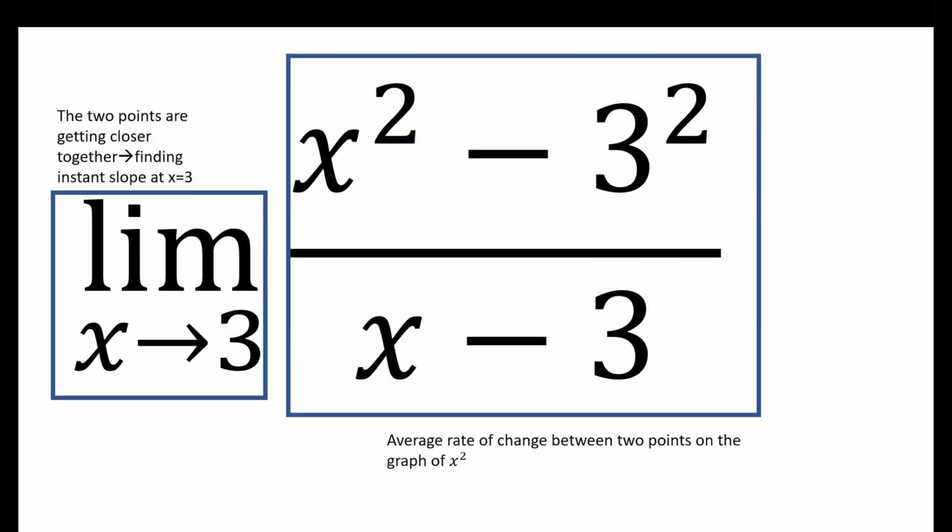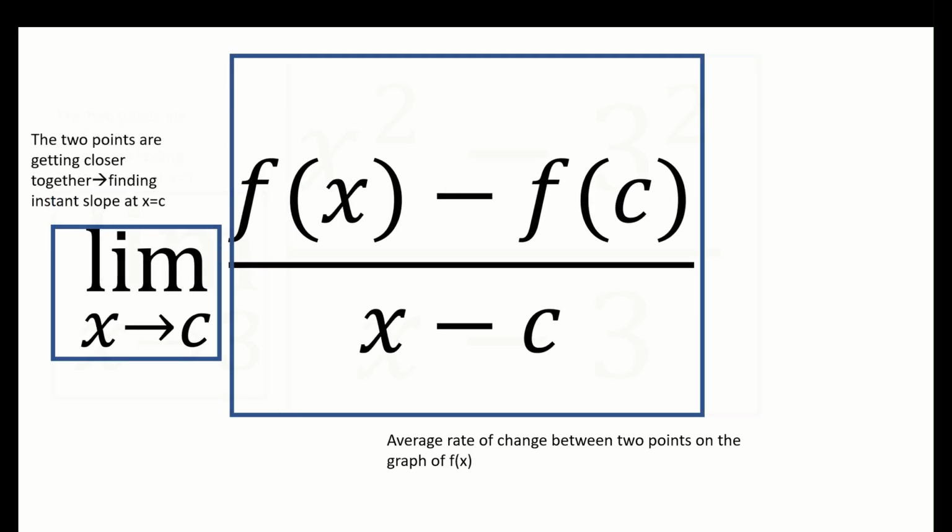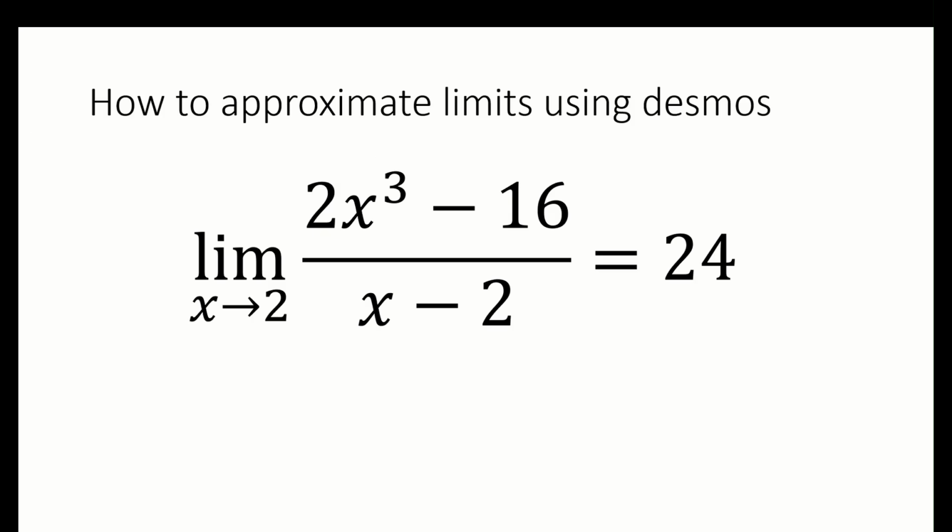Okay, so this is another example. The average rate of change between 2 points on the graph of x squared. One of them is (3, 3 squared). The other is (x, x squared). We're going to let those 2 points become really close together by letting x approach 3, and that's going to give us that instantaneous slope at x equals 3. In general, we have 2 points getting close together, and this is going to find us the slope at x equals c, whatever c is, for the function f of x, whatever f of x is.